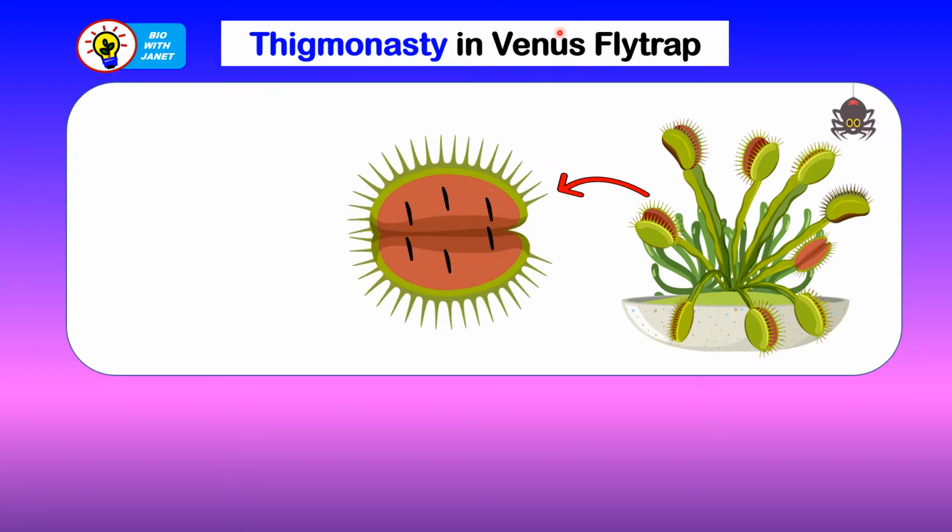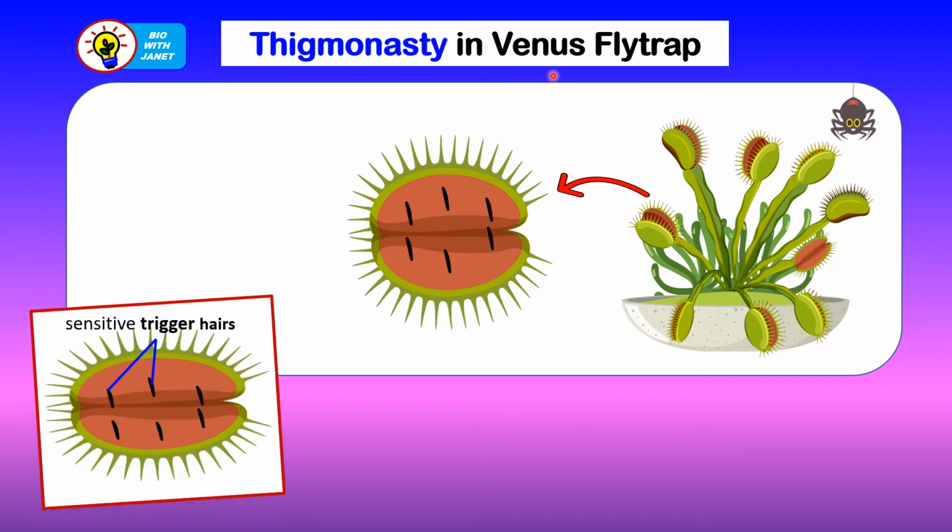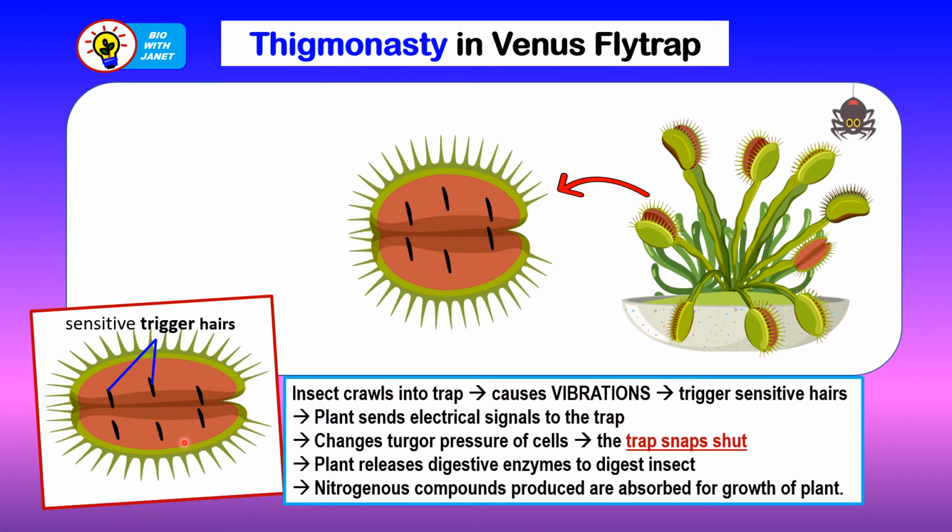Now, very briefly, how does THIGMONASTY occur in the Venus flytrap? So in THIGMONASTY, the stimulus is vibrations. First of all, if we look at the Venus flytrap, it has a few sensitive trigger hairs on the upper and lower surface of the trap. So when the insect crawls into the trap, okay, the insect crawls into the trap like this.